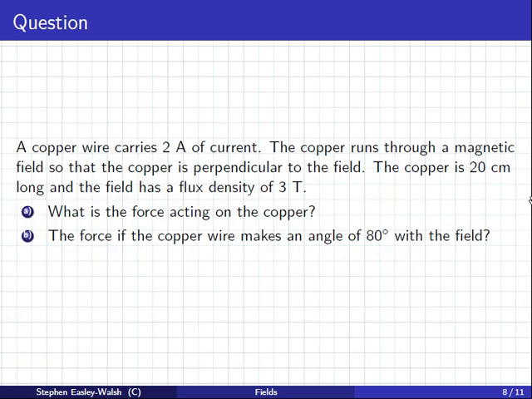Right, here's a very simple example for you to practice. A copper wire has 2 amps of current. The copper runs through a magnetic field. The copper is 20 centimeters long and the field has a flux density of 3 Tesla. What is the force? So what formula do we need here? BIL. And then the second part, what formula will we need? BIL sine theta.